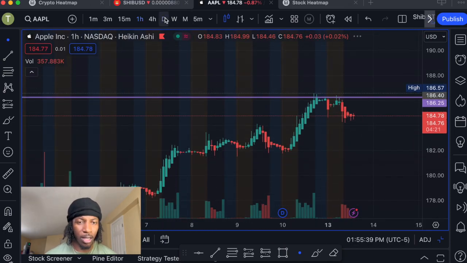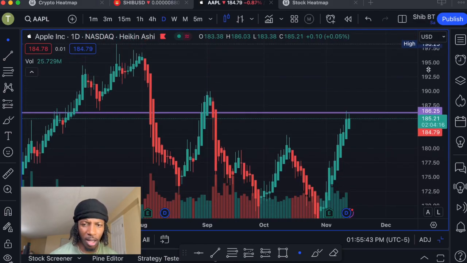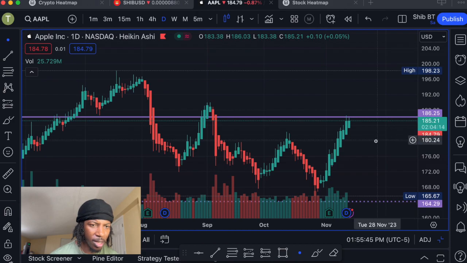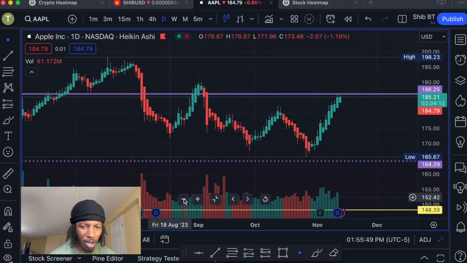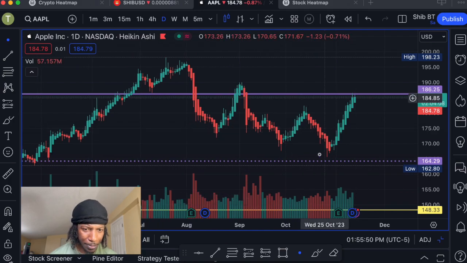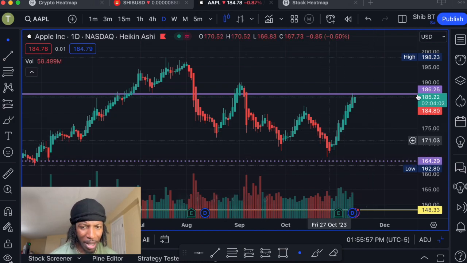Let's take back to that day chart first. A lot of movement on Apple, also on SPY, because again, it's a big part of SPY. So to see Apple move, best believe you're going to see SPY move. So what do we have here?